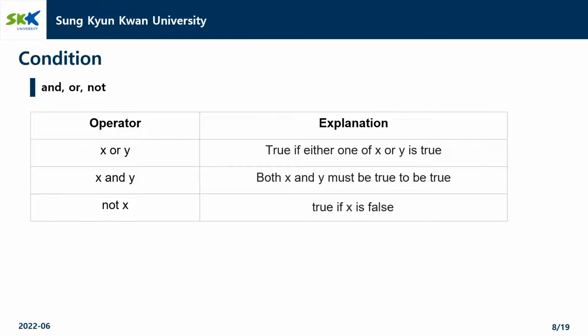Next, let's look at another condition operator. x or y means true if one of x or y is true. x and y means both x and y must be true to be true. not x means true if x is false.